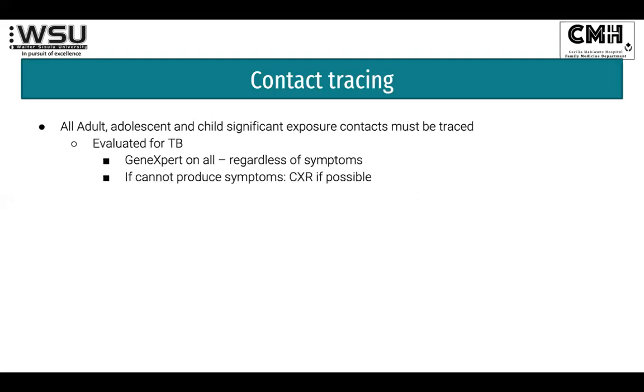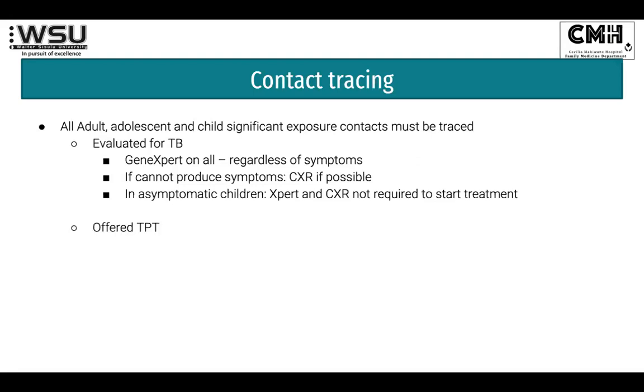If they can't produce sputum, you're going to do an X-ray if possible, even if they're asymptomatic. But they did mention in asymptomatic children, they don't want the sputum and the X-ray to become a barrier to the child receiving TPT. Because remember, a lot of these are household contacts. So they're all out in the clinic areas, and the clinics do not have easy access to X-rays. So we do not want all these children now to be coming to hospitals to have X-rays done. So it's only if you're in a setting where that is easy.